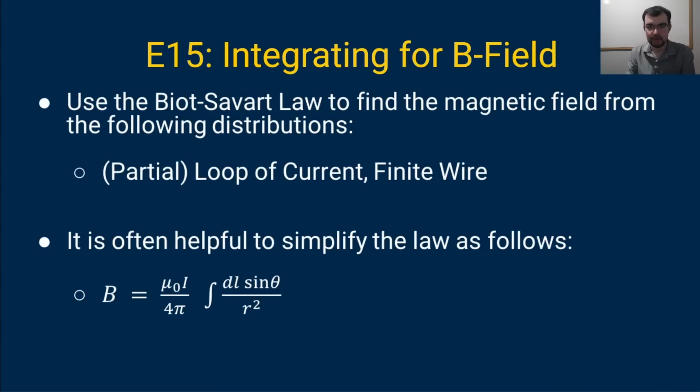Then for integrating for B fields, this is also on my short list of topics that I do not want to see, the Biot-Savart law. Luckily, there's like two things that Biot-Savart could be used for. It's either that partial loop of currents, and actually a loop of current works out to mu naught I over 2R, so it just looks like the wire formula, except without a pi in it. Or a finite wire also uses that.